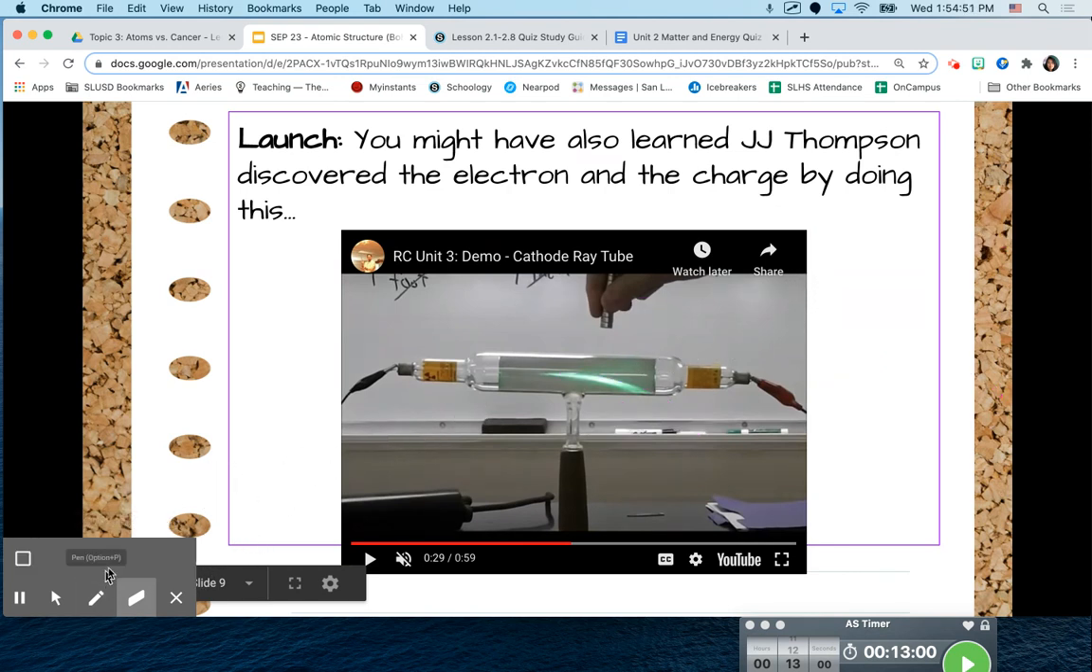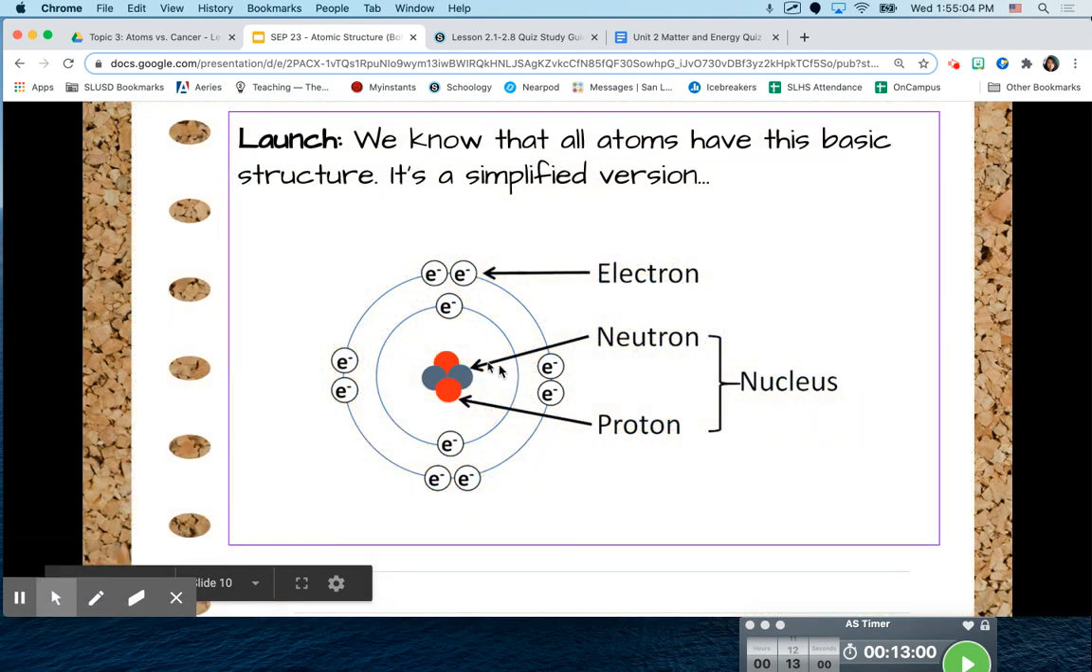Okay, so from this experiment, J.J. Thomson discovered something called the electron. He knew that whatever this thing he found used to be attached to the atom, and it's this stuff going on the outside.